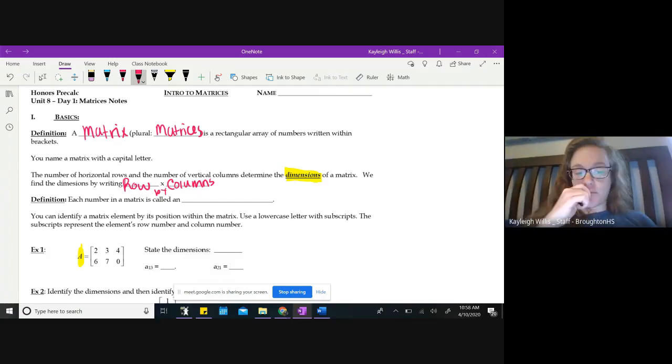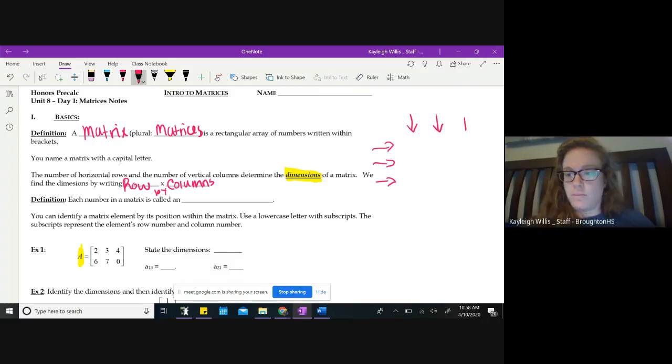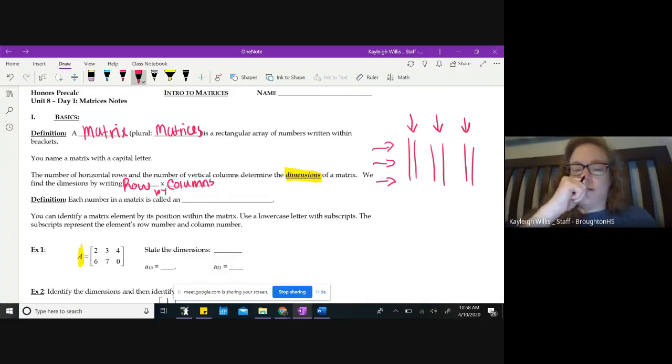When we're talking about rows and columns, the way I think about it is like an auditorium. A row would be going this way. That's my rows. And then for columns, I think about a building. A building's columns are up and down. So that's the way I think about it.